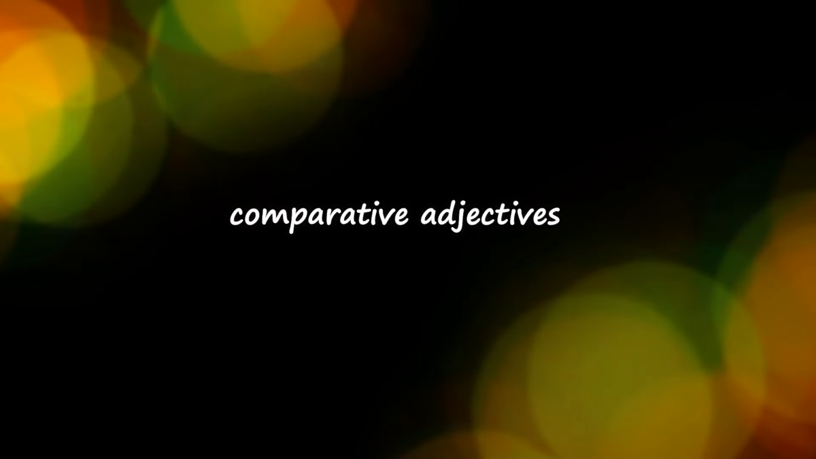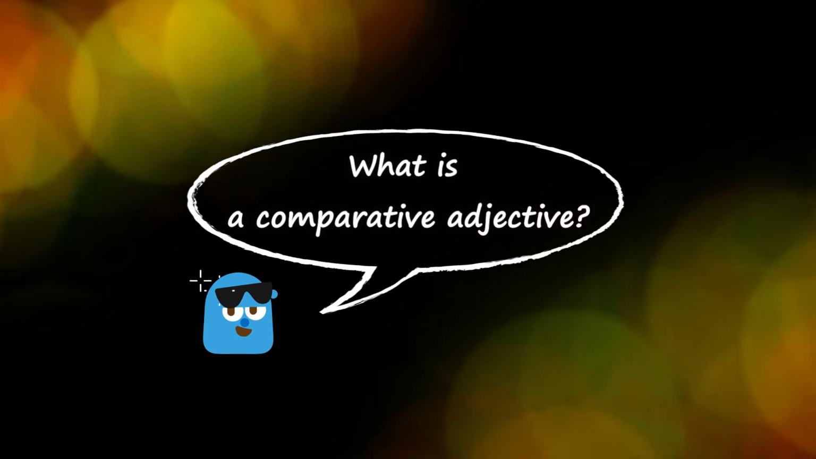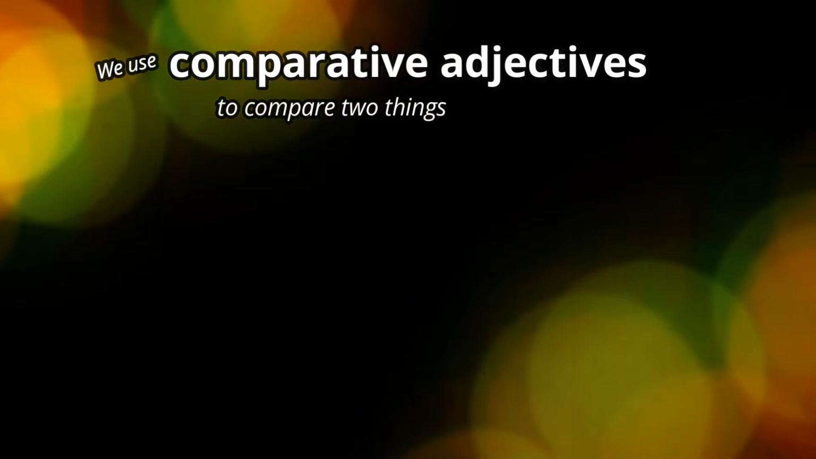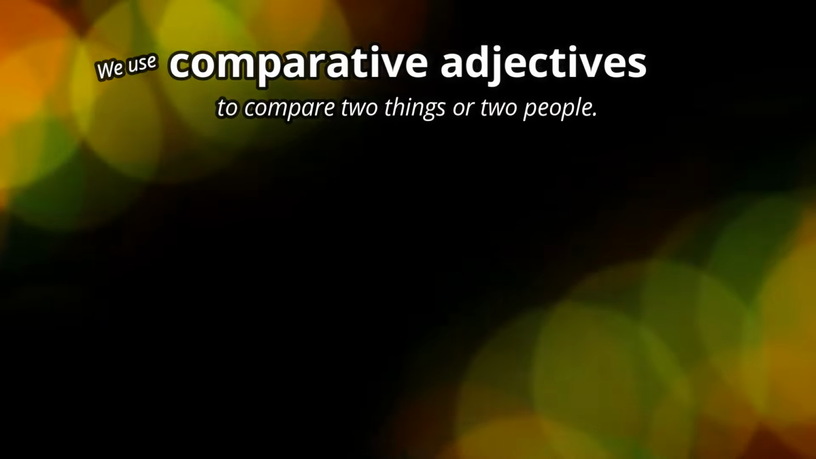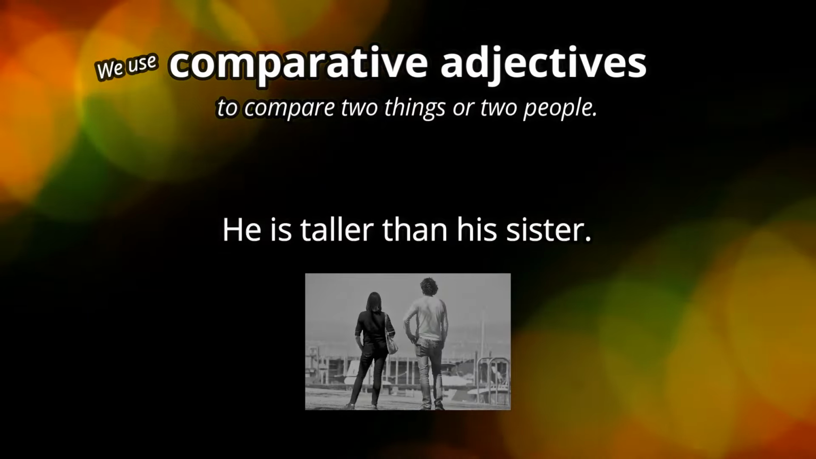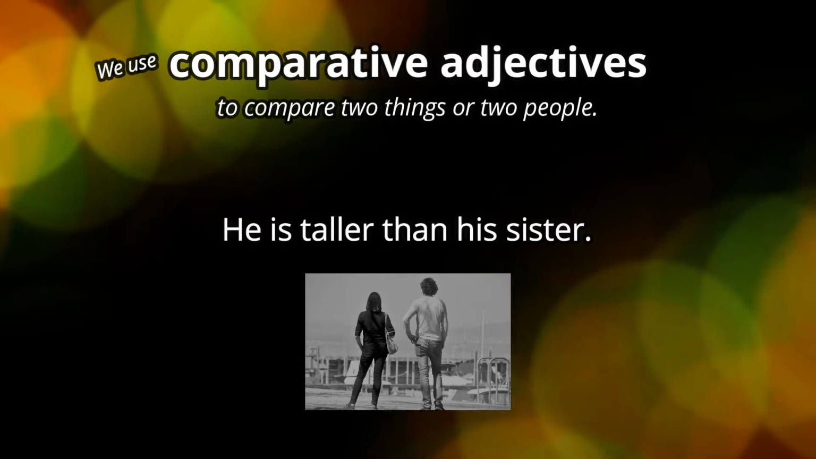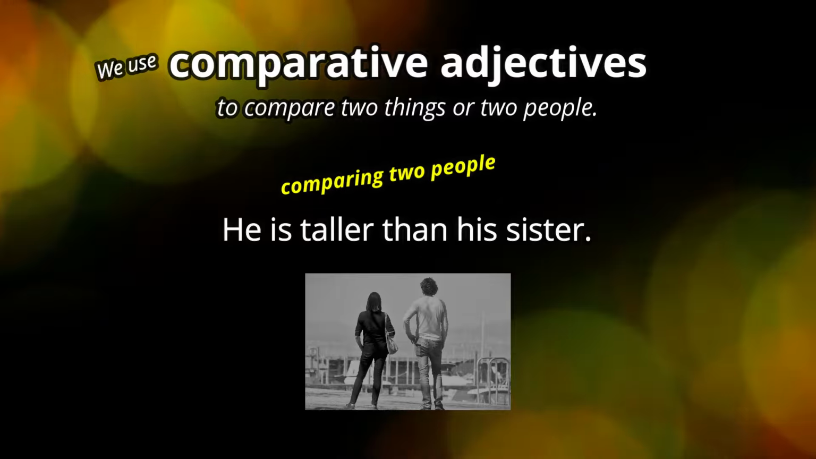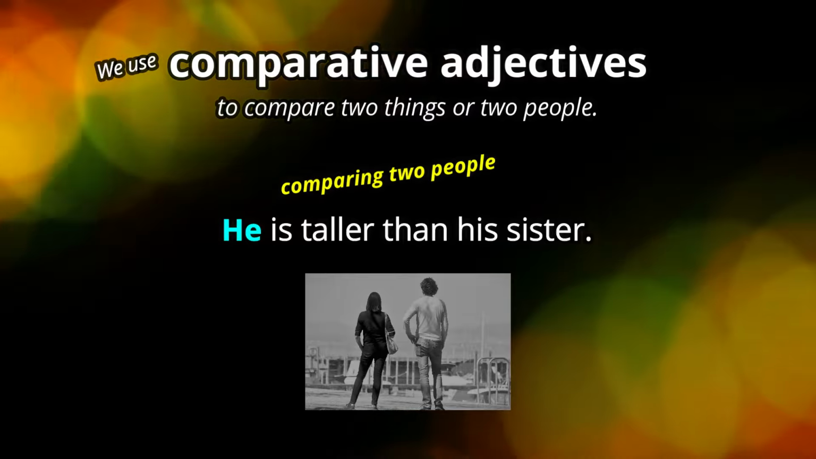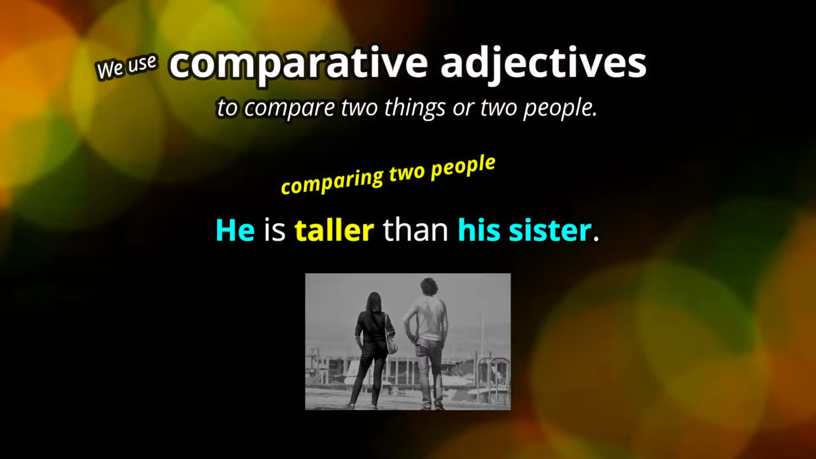Let's talk about comparative adjectives first. So, what is a comparative adjective? Well, we use comparative adjectives to compare two things or two people. For instance, he is taller than his sister. Do you see? In this example, we are comparing two people. He, whoever he may be, and his sister. And he is taller than her.